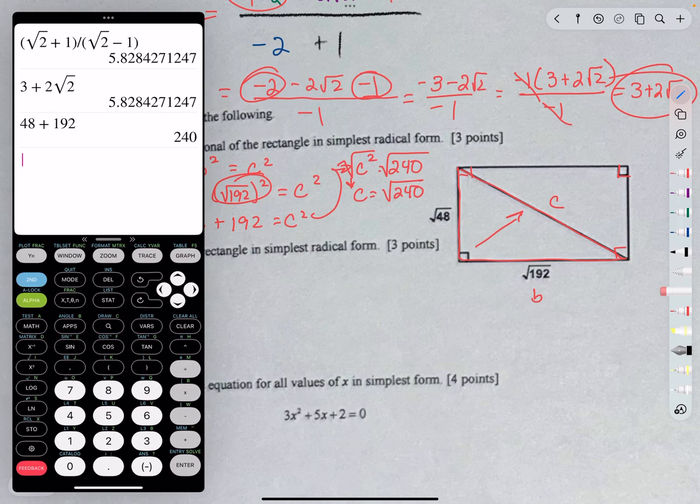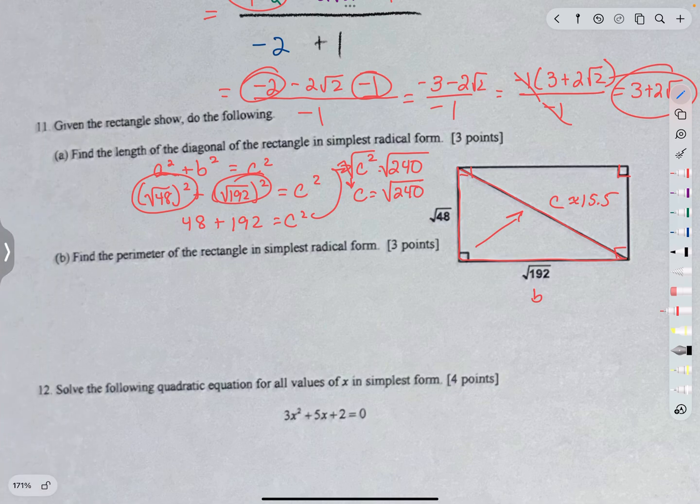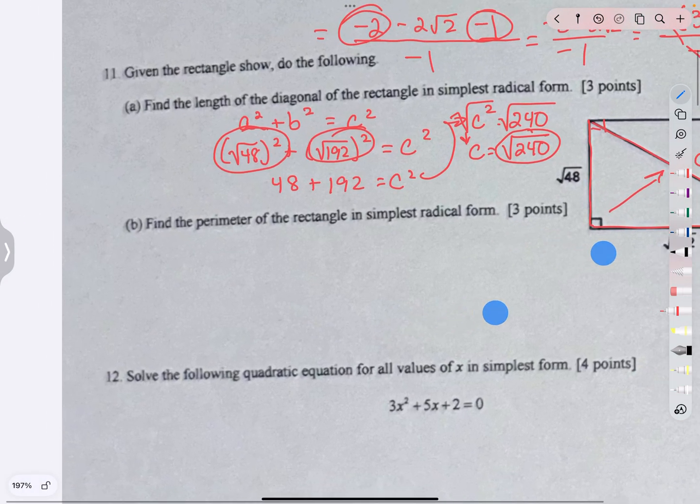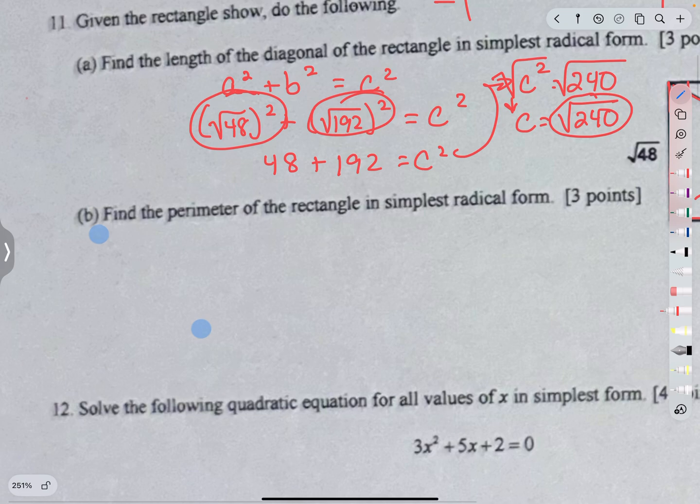Now that's a number, right? The square root of 240 is 15.49. So C here is about 15.5 inches, centimeters. They don't tell us units. Your teacher does not want that number. Okay, they want this number, but they want it simplified. So I've got to figure out how 240 breaks down. So when I'm simplifying radicals, I start with whatever they give me, whatever's under the radical, called the radicand.